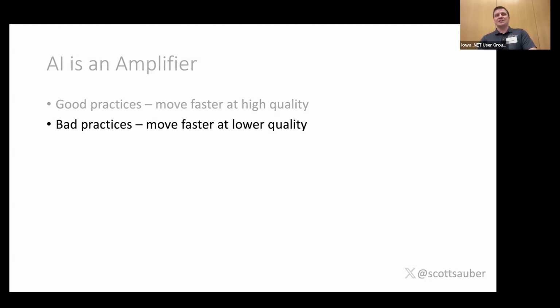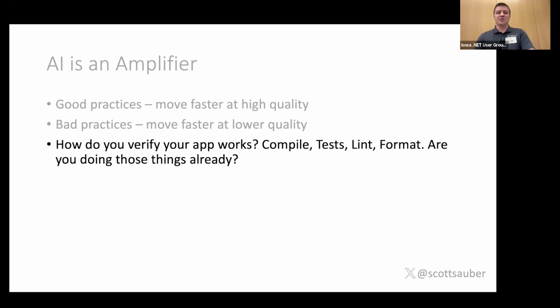But if you have bad practices, you're probably going to start shipping what's known as AI slop a lot, where you're shipping a lot of code, but it's causing a lot of bugs, a lot of rework, and those kinds of things. So AI is going to amplify things depending on if your practices are good or not. So, for instance, how do you verify that your app works?